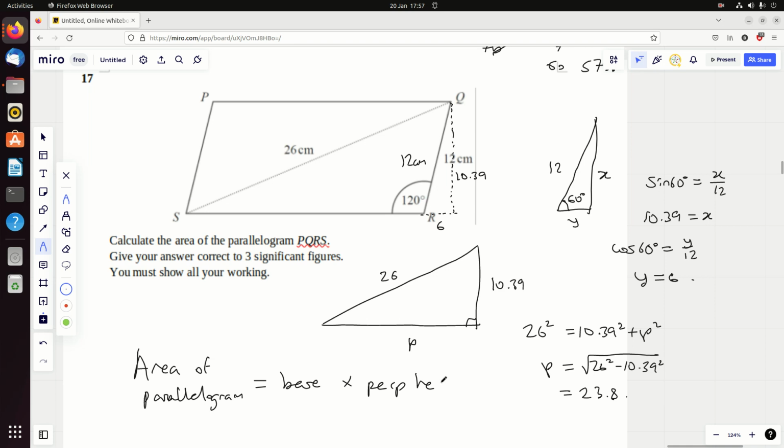Now, what's the base? Well, we've just worked out from here to here, it's 23.8. So from there to there, take off the 6, it's going to be 17.8. And then the perpendicular height is 10.39. So we get an answer of, to 3 sig fig, 185. It's actually 185.292, but they wanted 3 significant figures.